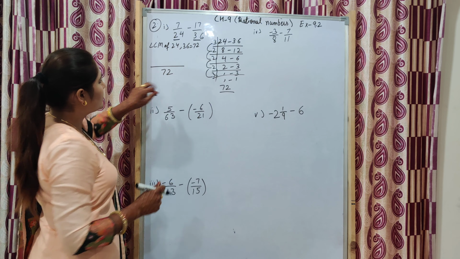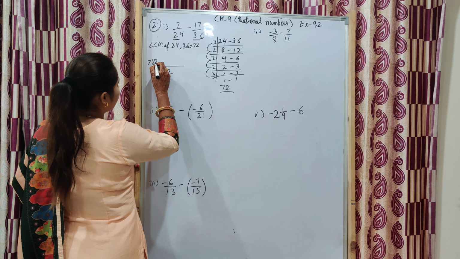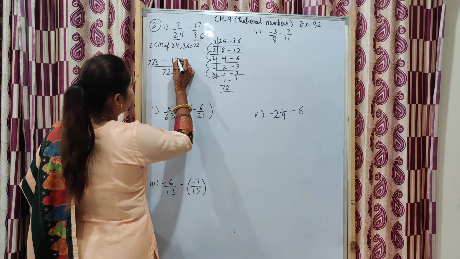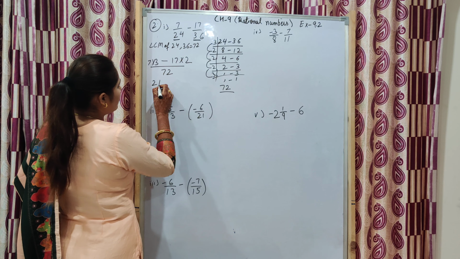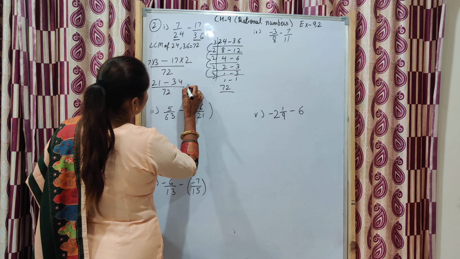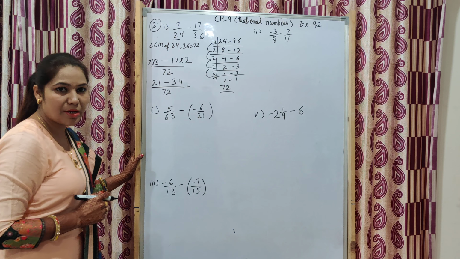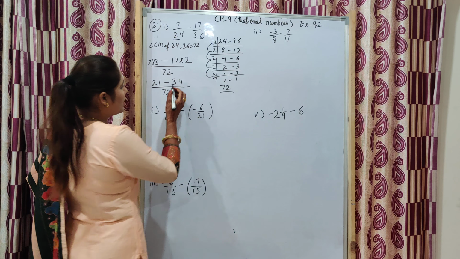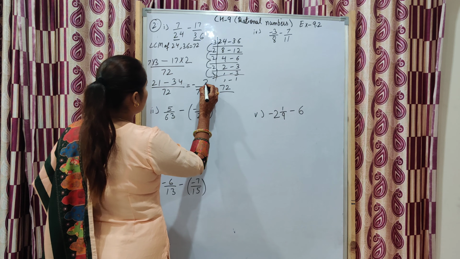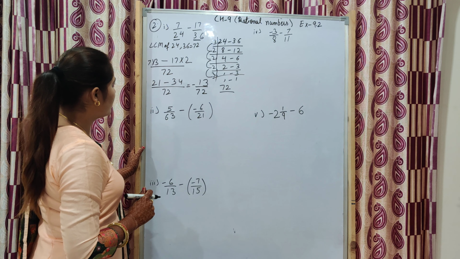Now 72 will be divided by 24. I will get 3. 3 multiply with 7, 21. Minus sign here. 72 divided by 36, I will get 2. 2 multiply with 17, 34. So 21 minus 34. Now subtract it. Now 34 and 21, subtract it. Plus minus minus, sign is of the bigger term. The bigger term is this one, so I put the negative sign. Now subtract it. 4 minus 1, that is 3. 3 minus 2, that is 1. So minus 13 upon 72.